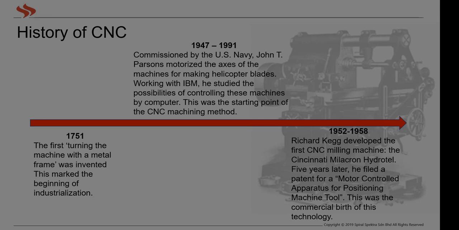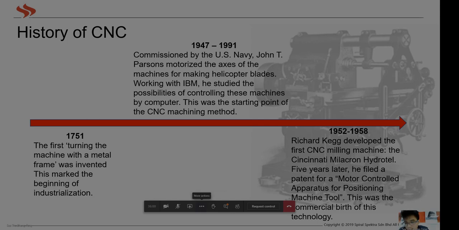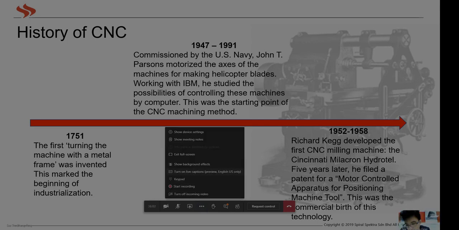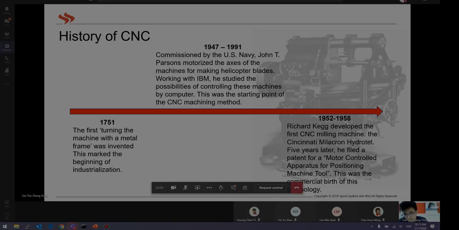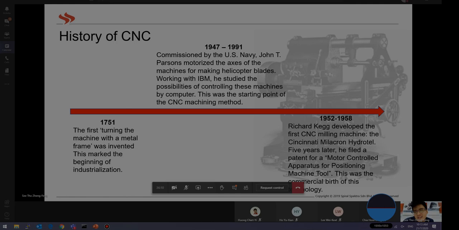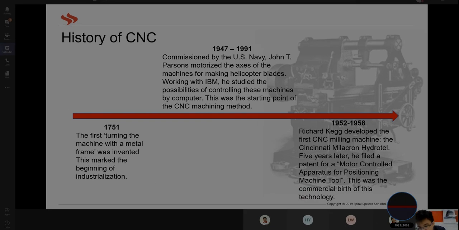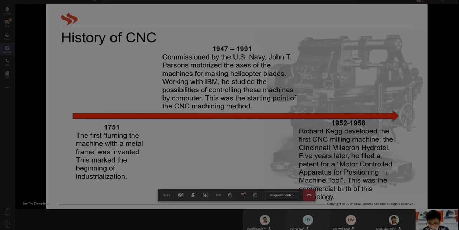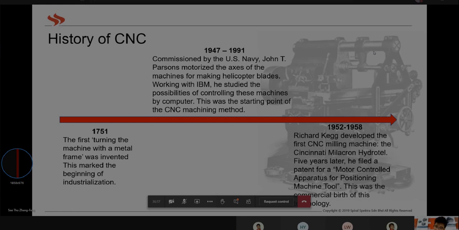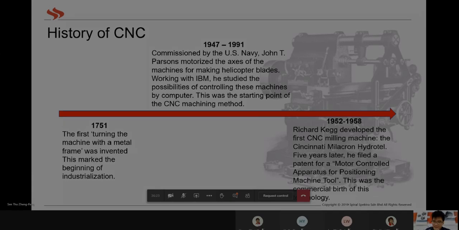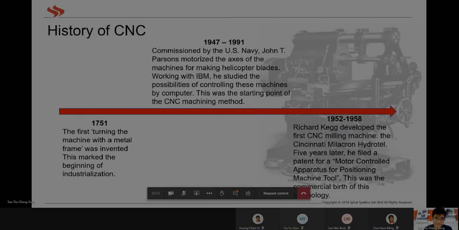Then from 1952 to 1958, Richard Kegg developed the first CNC milling machine. This basically is sort of like used for cutting, if I'm not mistaken, cutting out rods. After that, five years later, he filed a patent for a motor control apparatus for positioning machine tools, which is the old name for CNC. This is where the birth of this technology began.